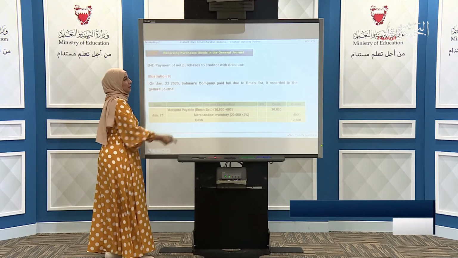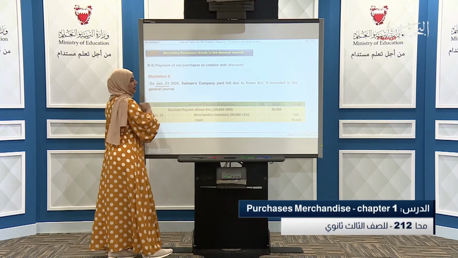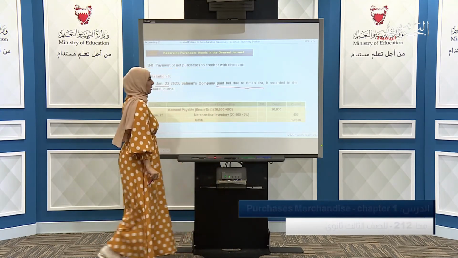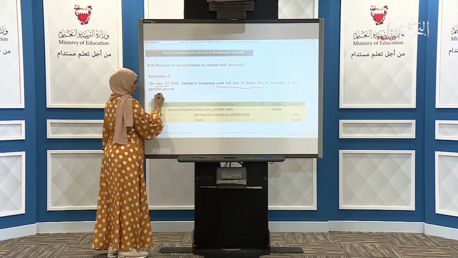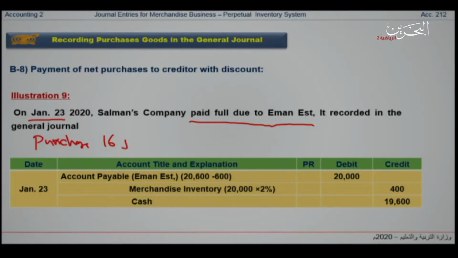Moving to the payment of the net purchase to creditors with discount. In our example, on January 23rd, Salman Company paid the full due amount to the Iman Company. Let us take a note. I purchased the merchandise on the 16th of January. So, when I decide to pay the amount, I decide to pay it on the 23rd. So, I pay it during 10 days. If I pay it during 10 days, I will get the discount. So, in my transaction, I will get the discount on this amount.